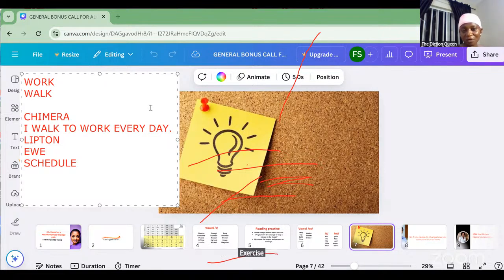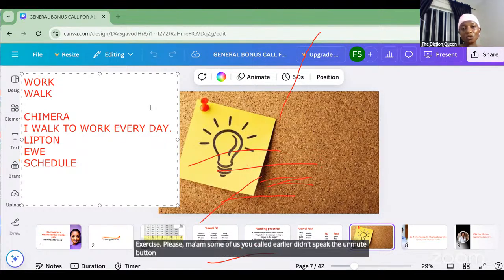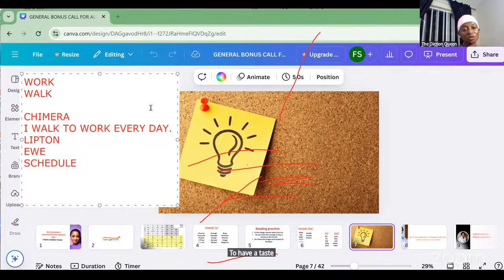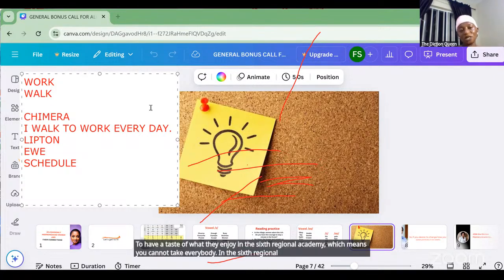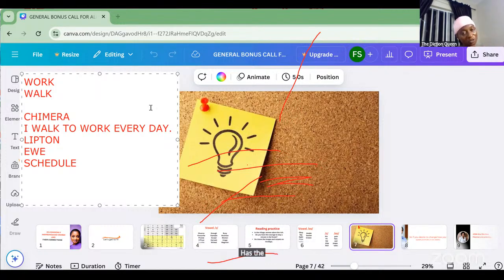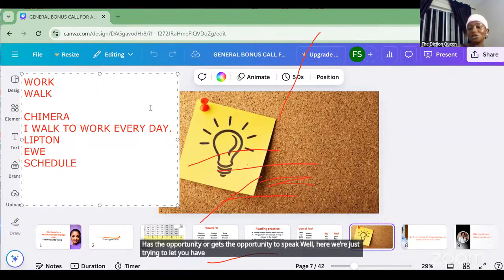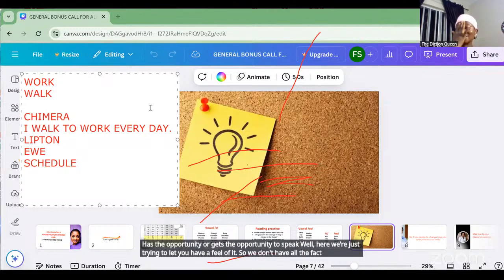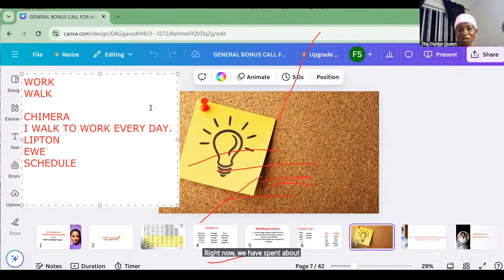Exercise. Please, ma'am, some of us you called earlier didn't speak. The unmute button was not enabled. I think it was your network. And like I said, this is not the 6-week Diction Mastery Academy. This is just a place for us to have a taste of what they're enjoying in the 6-week Diction Mastery Academy, which means you cannot take everybody. In the 6-week Diction Mastery Academy, we make sure that everybody who raised his or her hand gets the opportunity to speak. Well, here we're just trying to let you have a feel of it. So we don't have all day. In fact, the class is programmed for 1 hour. Right now, we have spent about 1 hour 20 minutes already.